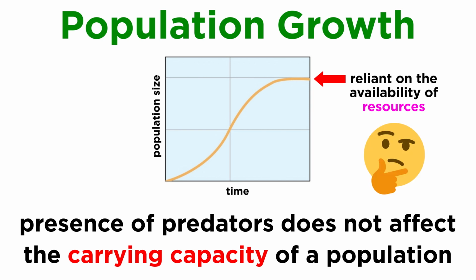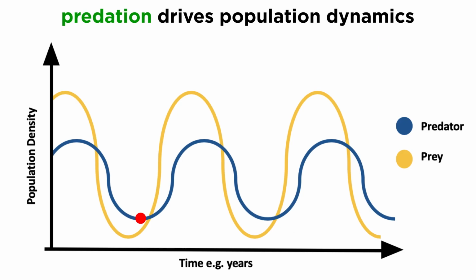So, how does predation drive population dynamics? When predators are scarce, prey increases in abundance. As their food source increases, predators increase in abundance. When the predators reach sufficiently high numbers, the prey population is driven down to low numbers. With a scarcity of food, the predator population declines, and the cycle repeats.